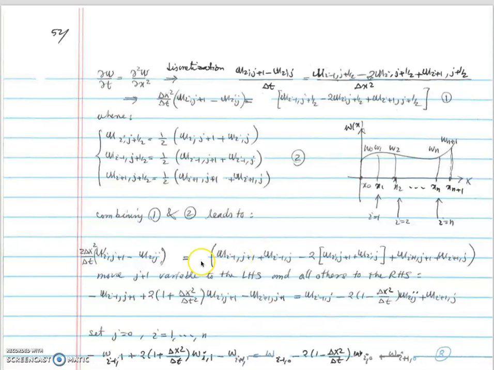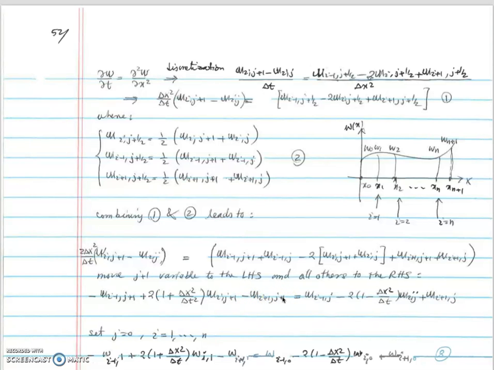So now let's look at this equation and see what the unknowns are and what the knowns are. The unknowns are all the j plus 1 variables, and the j variables are all known. So we're going to move all the j plus 1 variables to the left and all j variables to the right. By doing so, you get something like this: negative w(i-1,j+1) plus 2 times (1 plus del x squared over del t) times w(i,j+1) minus w(i+1,j+1). There's a typo here: this should be del x squared over del t.